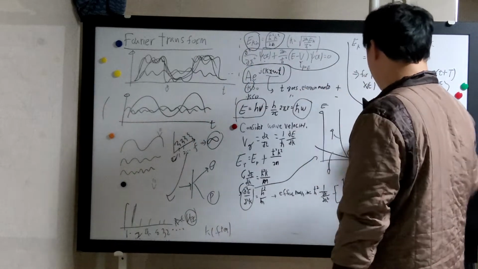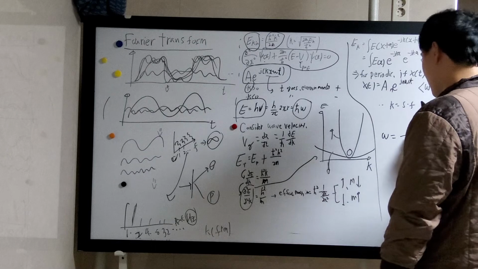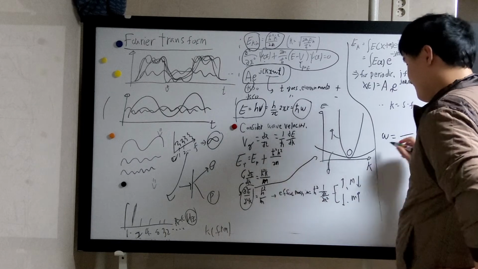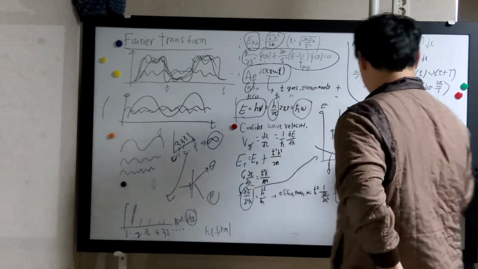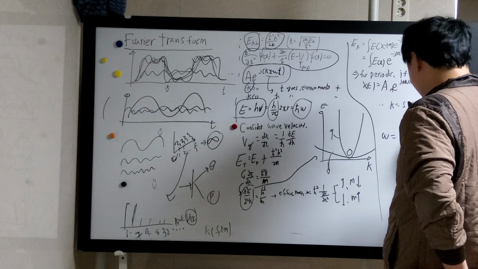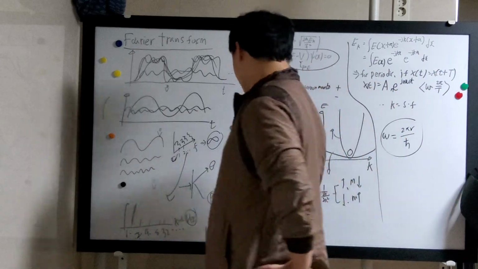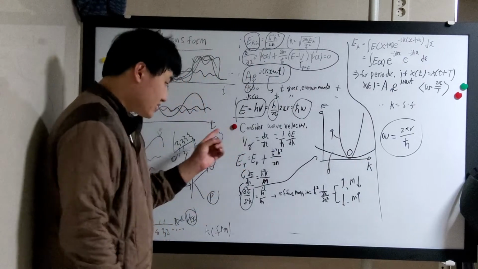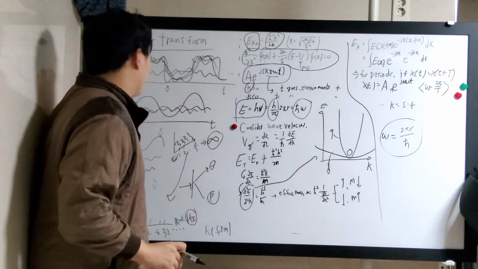So the angular frequency is stated as h bar, h over 2 pi, so h bar. So let's see if there is an electron moving.